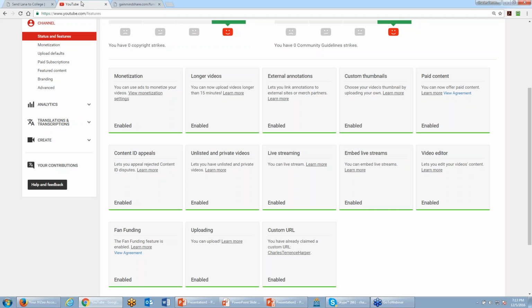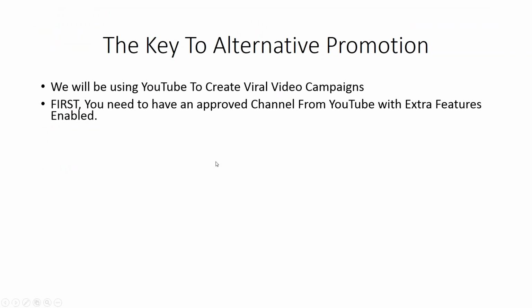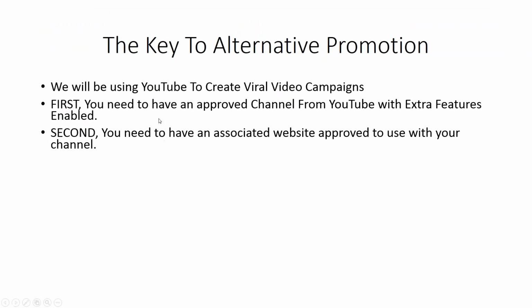Okay, great. So now if you have those things, you are then kind of ready to rock and roll with this. And I'm going to show you why this is pretty powerful. Once you have your associated website approved to use with your channel, so we've already had that, again, we don't have to go through that a second time, even if we install that WordPress site in a subdirectory. We don't have to go through that process again in order to tie it to YouTube.